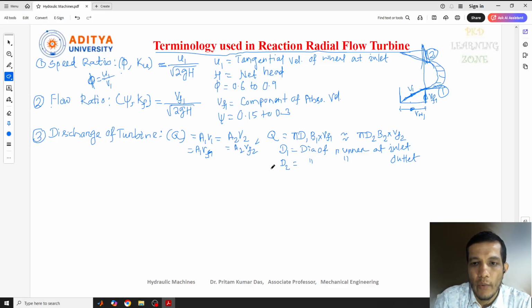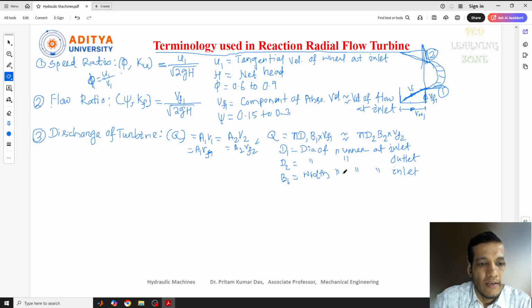And similarly, d1 I have written. Now next one is b1. b1 is nothing but, this is actually width of the runner. Width of runner at inlet condition. And similarly, vf1, already I have told you, is velocity of flow at inlet condition. Similarly, we can write this is b2 and vf2 also with respect to outlet condition. These are the terminologies for this discharge.